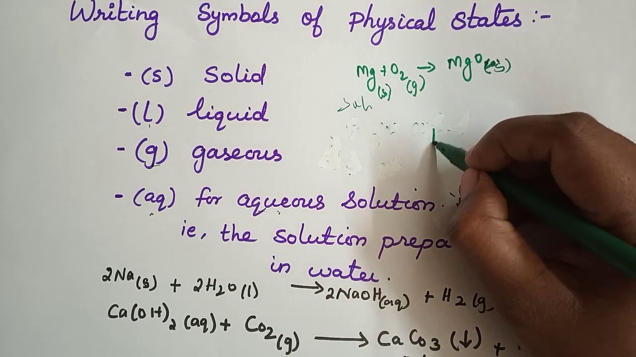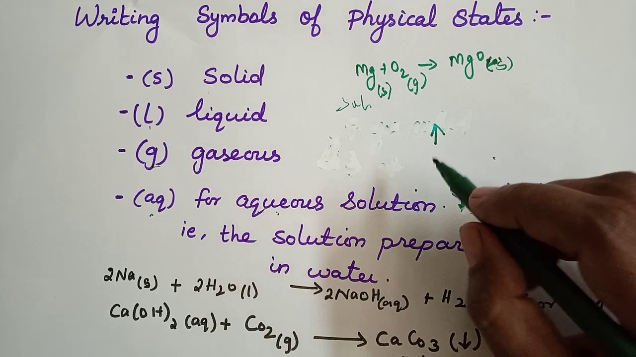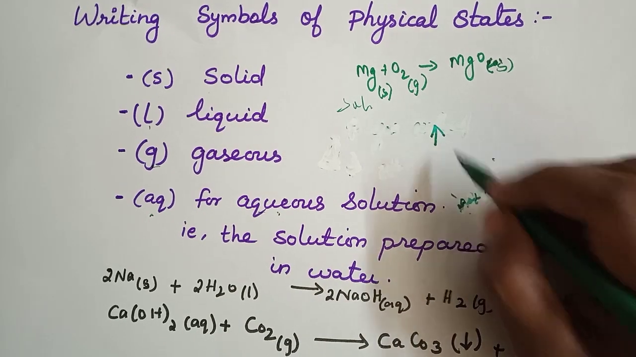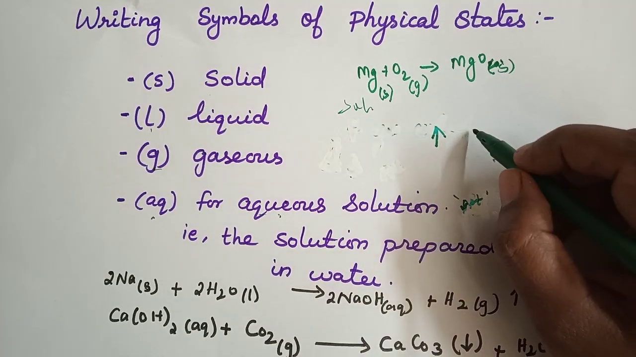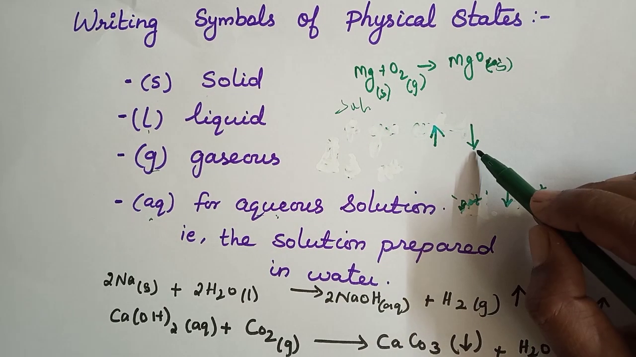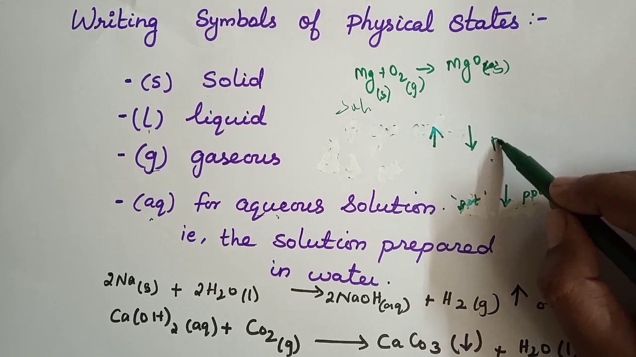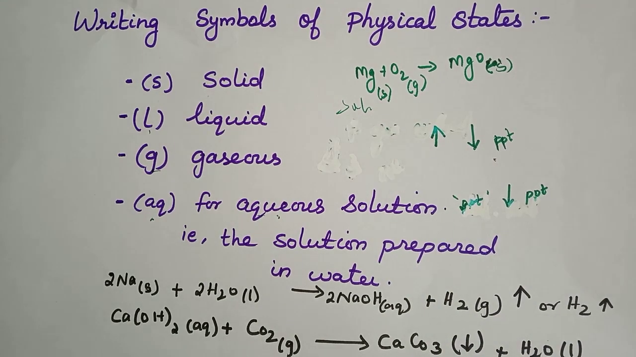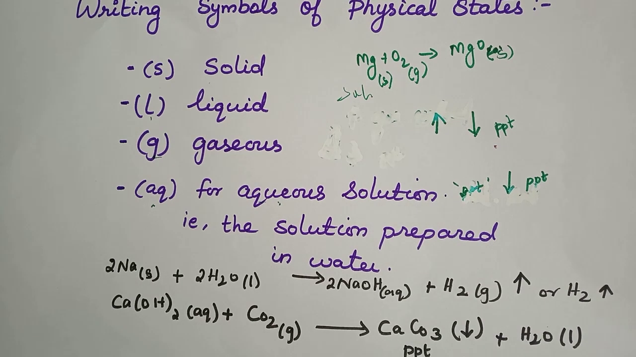We can write it like this. If hydrogen gas is evolved, we can put an upwards arrow mark. In some equations a precipitate is formed, so we can put a downwards arrow mark or PPT for precipitate. Understood, children? See this equation, all of you.